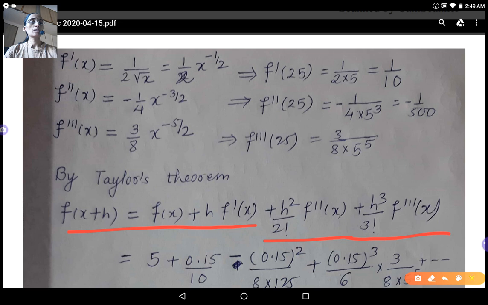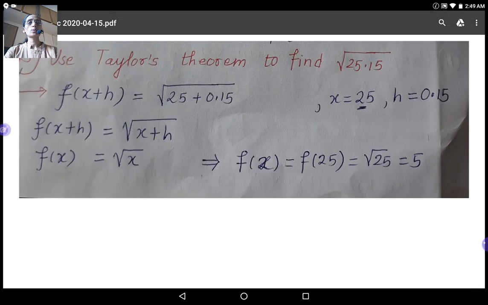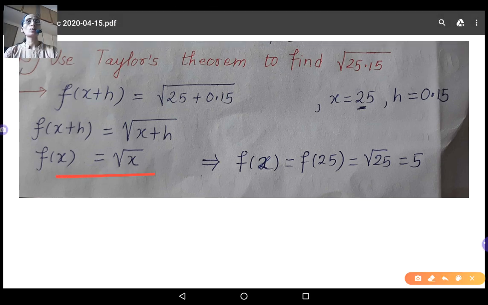So what will we write first? One by one it is written. F of x is written first. F of x is equal to what? Square root of x. Means f of x means what? F of 25. X value is what? 25. So it is equal to square root of 25 and that value is what? 5.